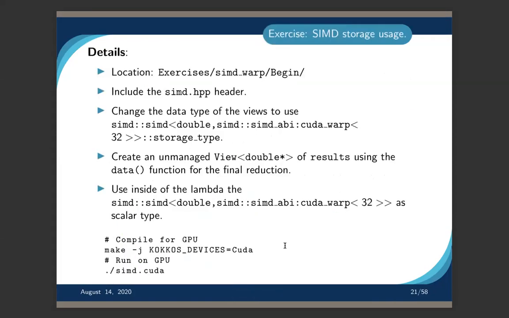Okay, there's an exercise for that thing. In that exercise, we are using that, right? Using the CUDA warp ABI and the storage and so on. And we're still kind of doing reduction just with scalars. So that will still work.